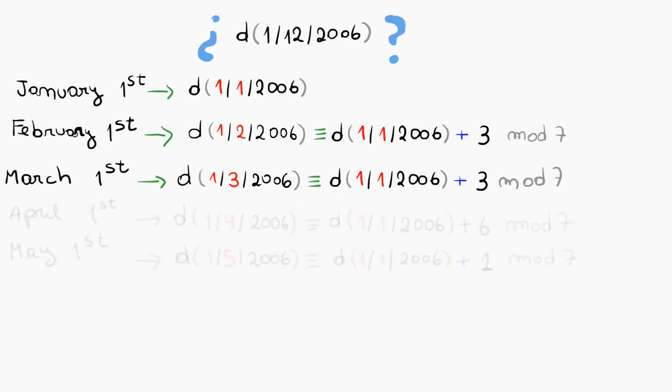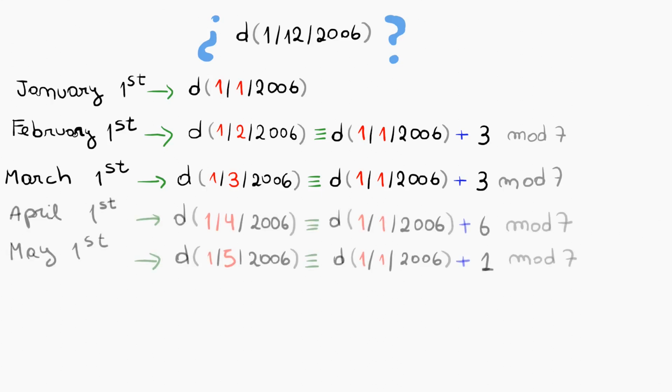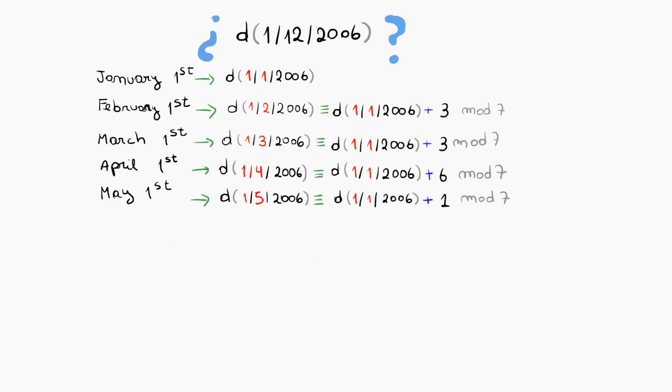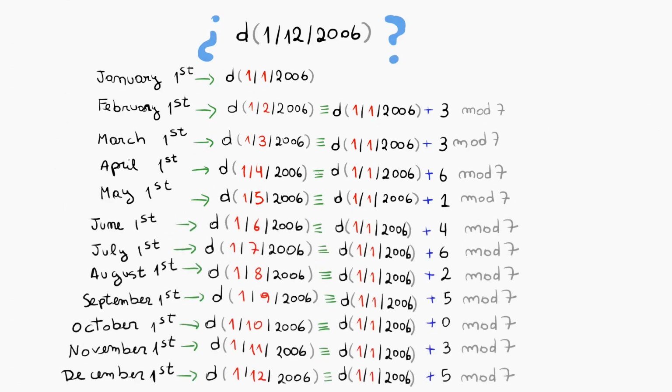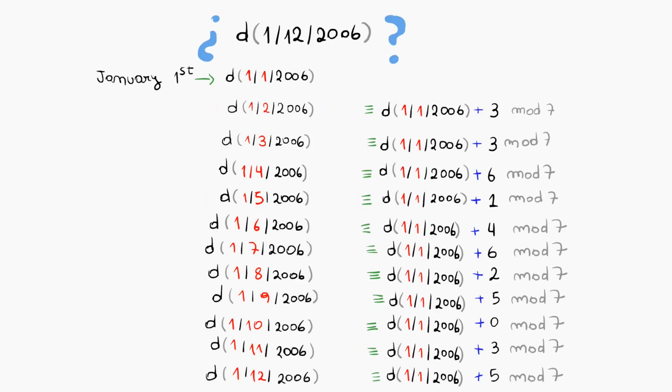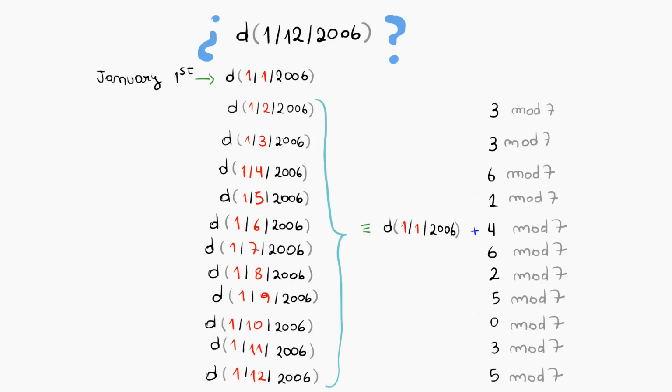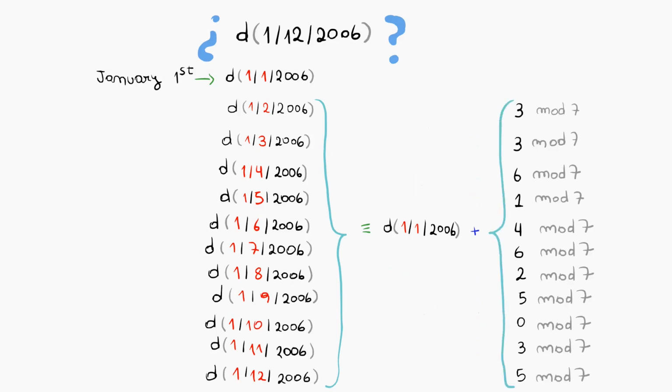We could continue with this procedure to obtain the corresponding formulas for the days of the week on April 1st and May 1st. In fact, we can do the same for all the remaining months, writing the day of the week for the first day of each month based on the first day of 2006. Let's organize this so that what we have obtained is a little clearer. For each first day of each month, we must add a different number to the day of the week of January 1st.